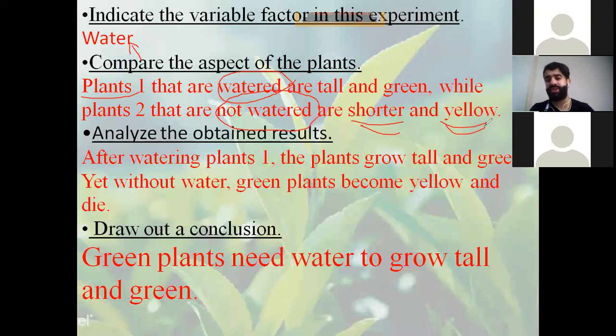Analyze the obtained results. Start with "after": after watering, after placing, after digestion, after cutting. Always start with after. After watering, plants 1 grow tall and green. While without water, the green plants become yellow and they will die. Conclusion: the first conclusion is that green plants need water in order to grow tall and be green.